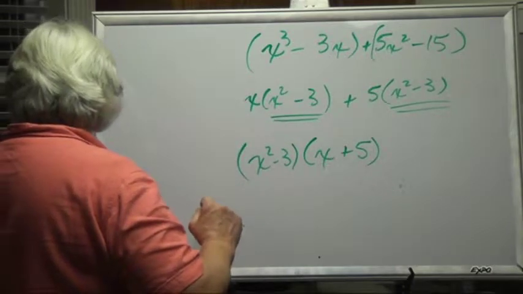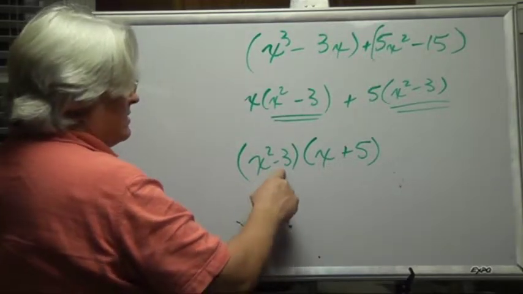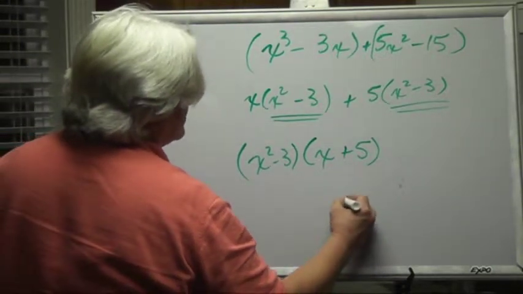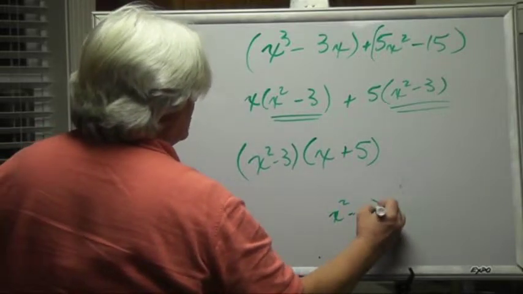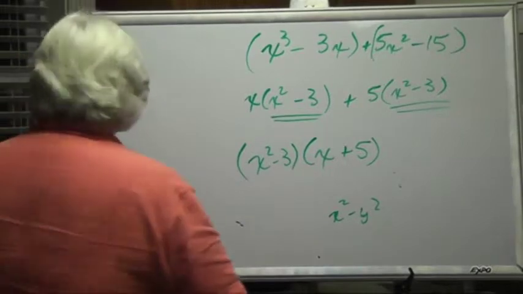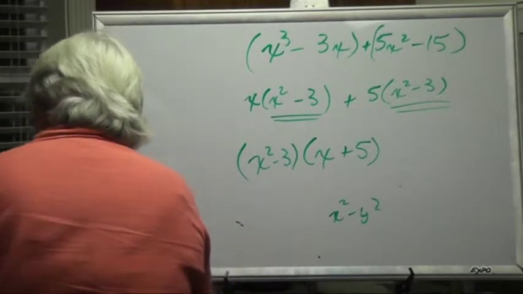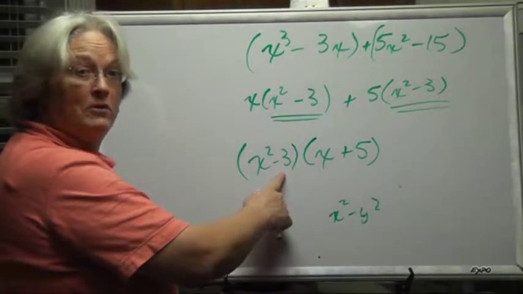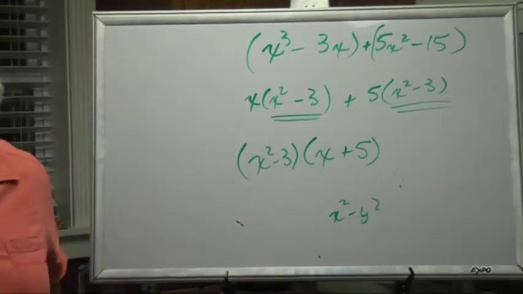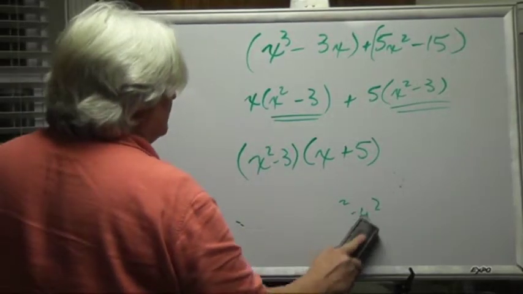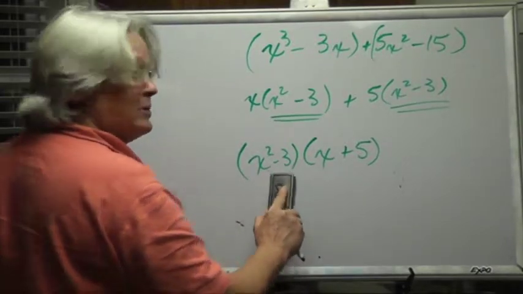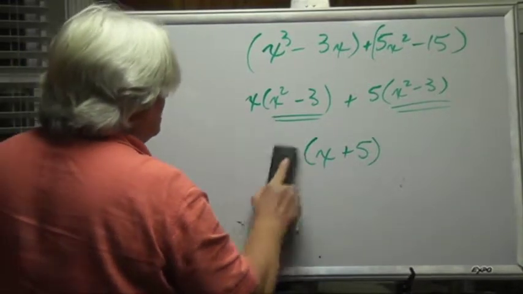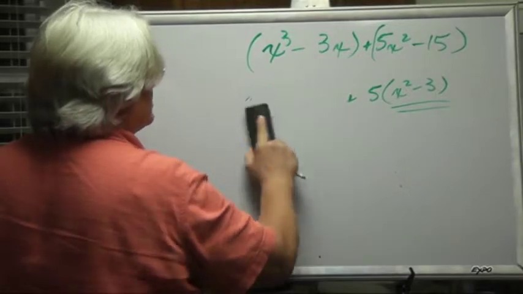Now, let's see. X squared minus 3. We learned about a special product that was the difference of two squares, x squared minus y squared. If you had a binomial and both of the terms were perfect squares, you could factor it. Is 3 a perfect square? No, 3 is not a perfect square. So the quantity x squared minus 3 times the quantity x plus 5 is all the further that you are able to factor this expression.